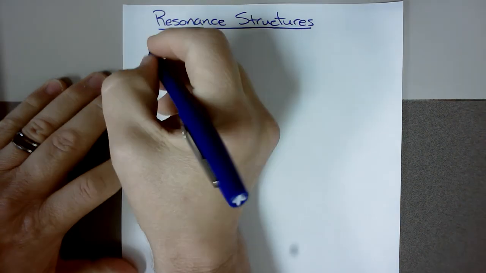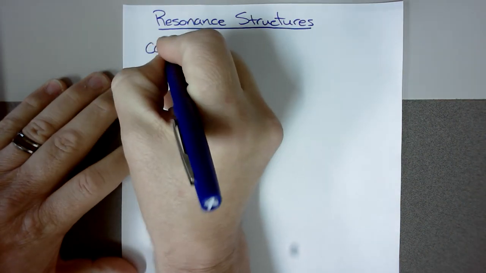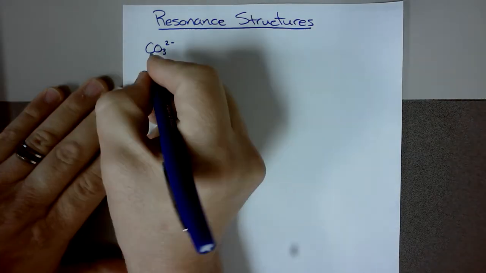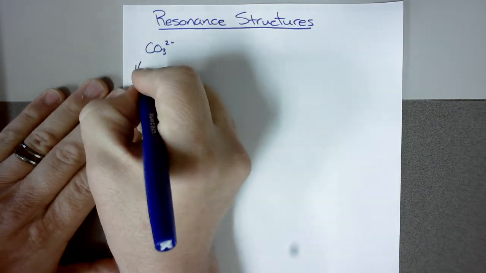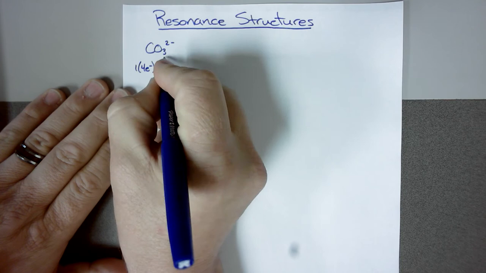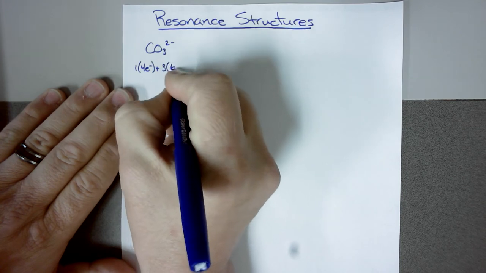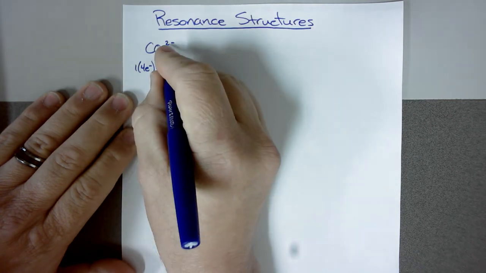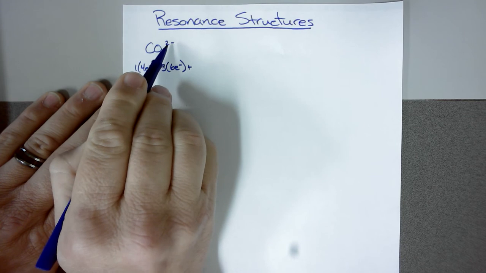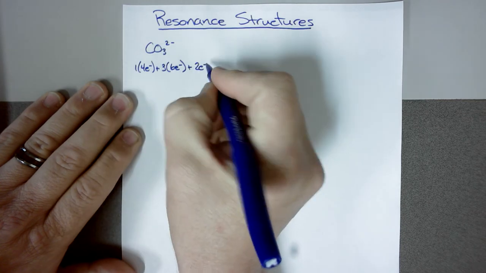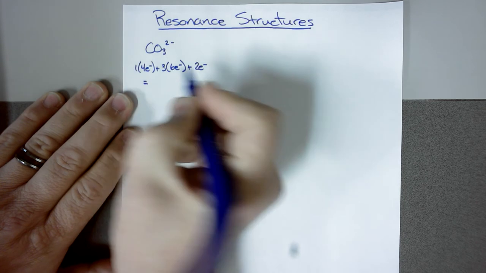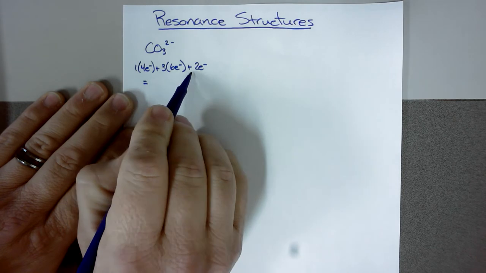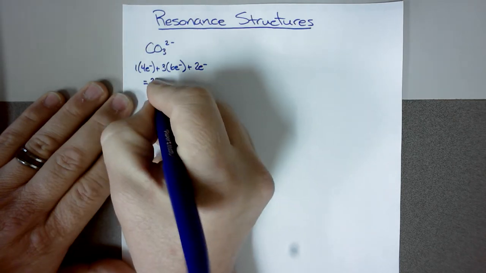So let's take a look at carbonate ion, CO3 2-. As I go through and make this structure, when I count my valence electrons, we have 1 carbon with 4 valence electrons plus 3 oxygens, so that's 3 times 6 valence electrons for each oxygen, plus we have an extra 2 electrons because of this 2- right here. So when I add them all up, 3 times 6 is 18, plus 2 is 20, plus 4, that's 24 electrons.